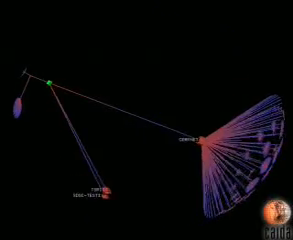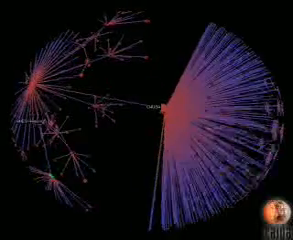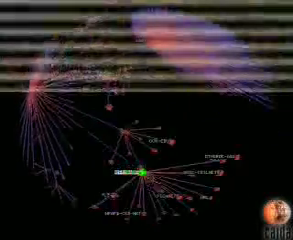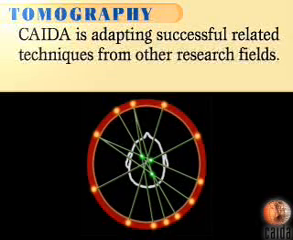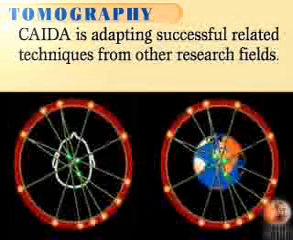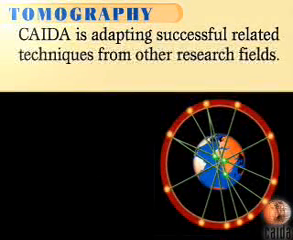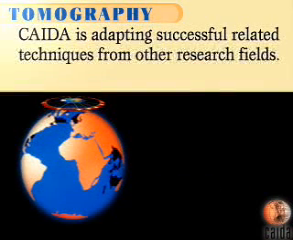Evaluating the health of this global infrastructure requires the development of new technologies for collecting macro-level data across multiple Internet service providers. CAIDA is adapting successful related techniques from other research fields. In computerized X-ray tomography, for example, a three-dimensional object is examined through a series of thin cuts between source and destination points. Multiple two-dimensional images can then be used to reconstruct the three-dimensional object.